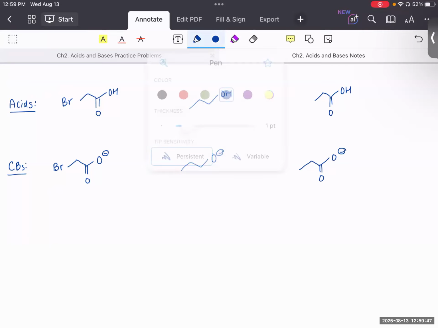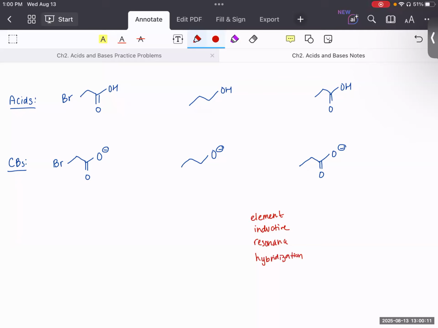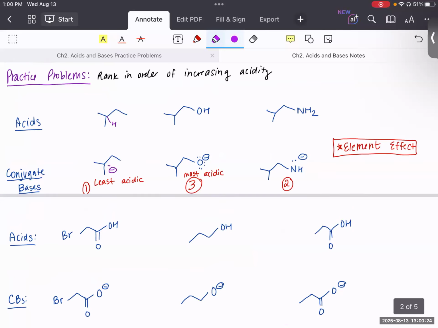From here, we can next look at which effects would be relevant to compare the stability of the different conjugate bases. Out of our effects, we have the element effect, inductive effect, resonance, and hybridization. What we can see here is that all of these are bonded to an oxygen. And so we don't actually care about the element effect here because all the negative charges are on the same element. We're not comparing an oxygen versus a nitrogen like in the previous one.